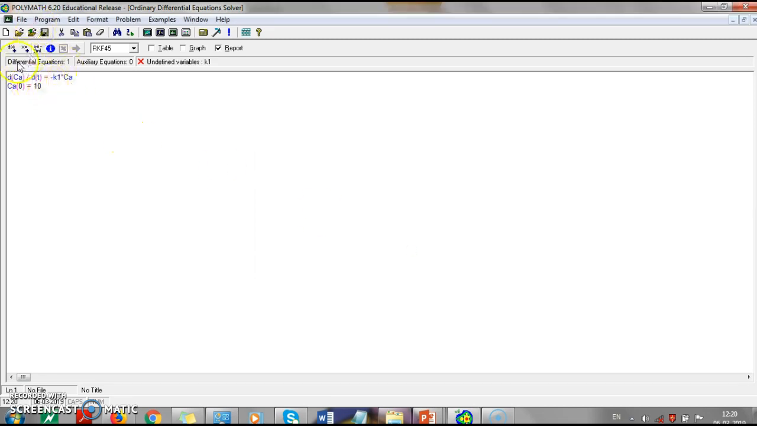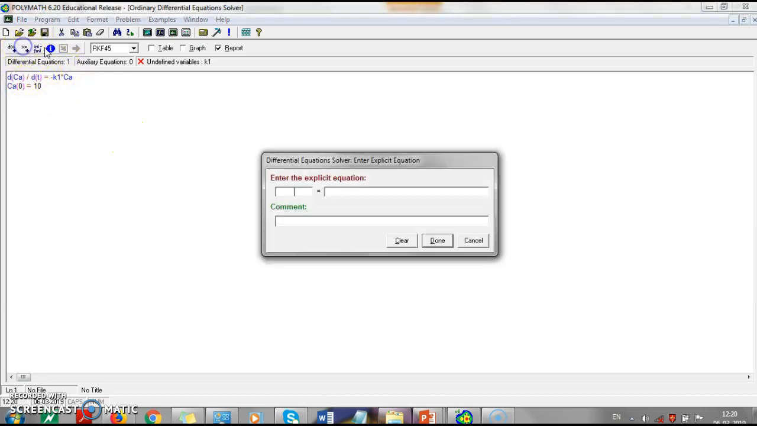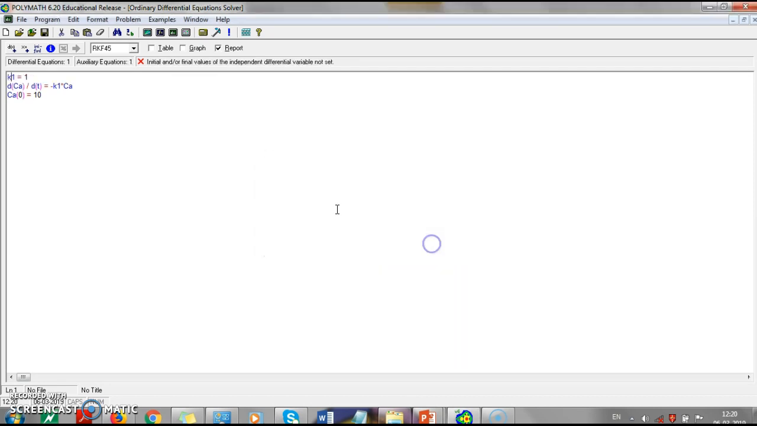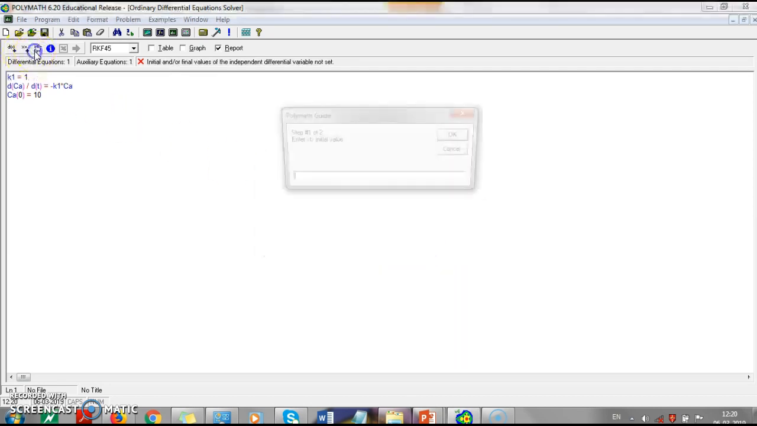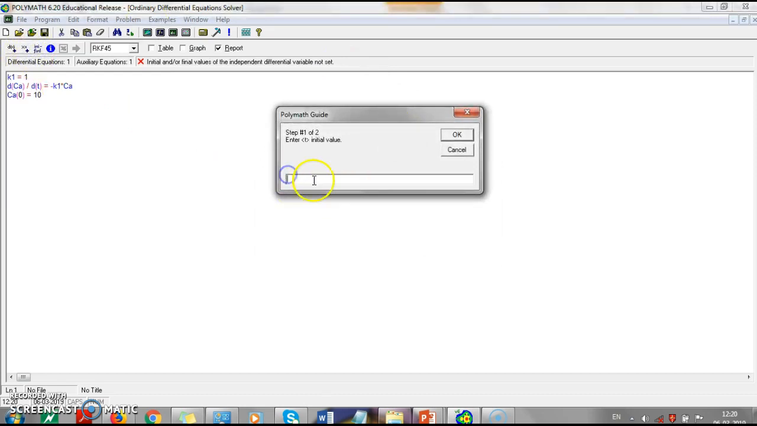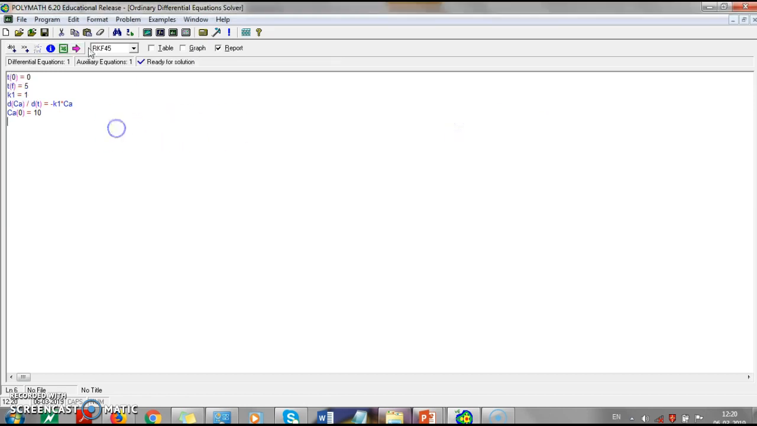So we have defined the equation. Now our job is to define the value of K1. So K1, let's say it is 1. We press OK, and we also have to give the time frame for the simulation to take place. We set time t equal to 0 to time t equal to 5 and press OK, and we know that now this is ready for simulation.